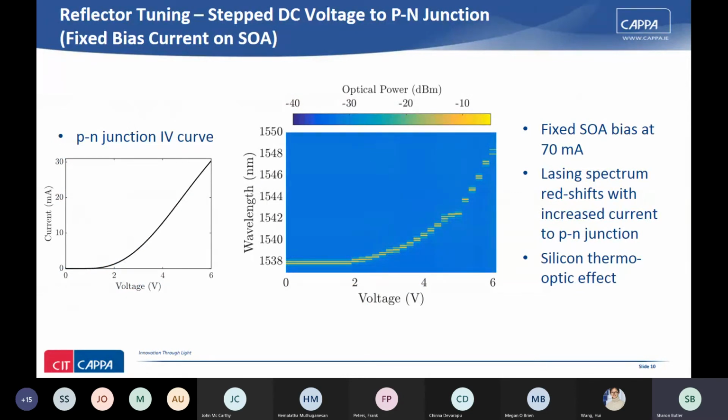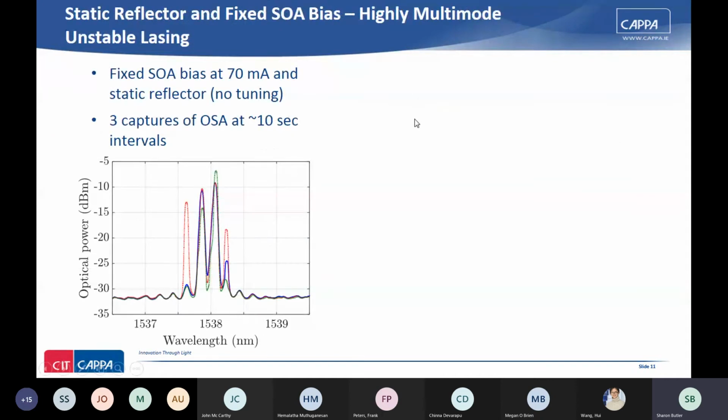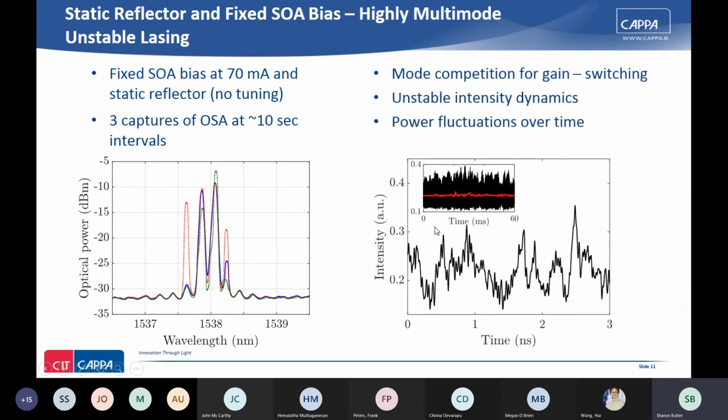So just applying DC step voltage to the PN junction, we'll keep the fixed bias current on the SOA. And again, we see the redshift in the lasing wavelength, again because of the silicon thermo-optic effect. And if we look at the static reflector, so no tuning and just a fixed SOA bias, the highly multimode unstable lasing is evident. From the trace captures on the OSA there, we see unstable lasing mode groups. Also evident in the intensity dynamics, so we see mode competition for gain and switching. They're unstable, with large power fluctuations over time.